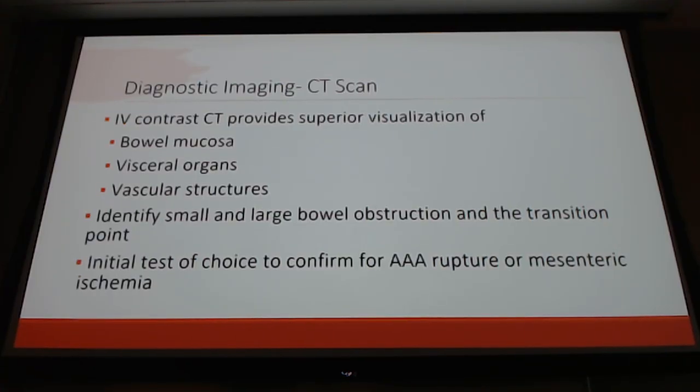So it can potentially be an initial test to confirm an AAA rupture or mesenteric ischemia if we've not found that, provided that your patient is stable enough to go to the CT scanner. We don't send anybody to the CT scanner that's going to pass.